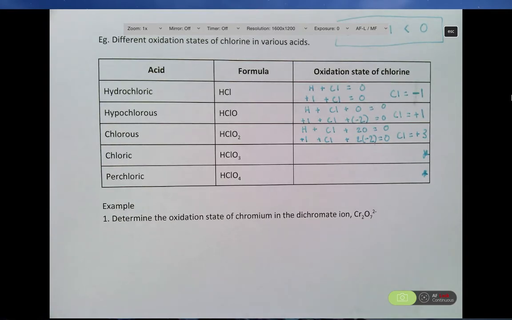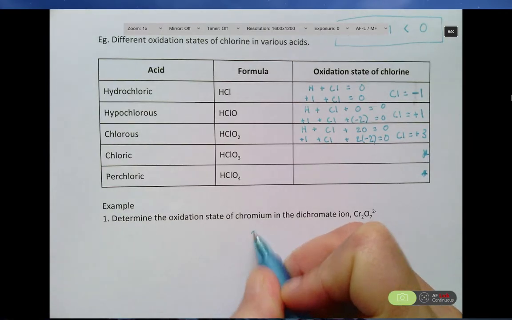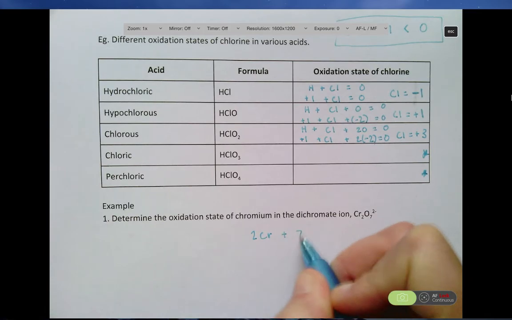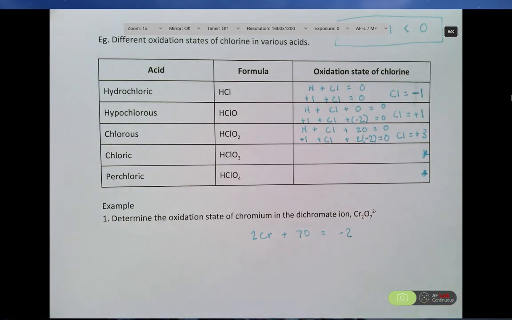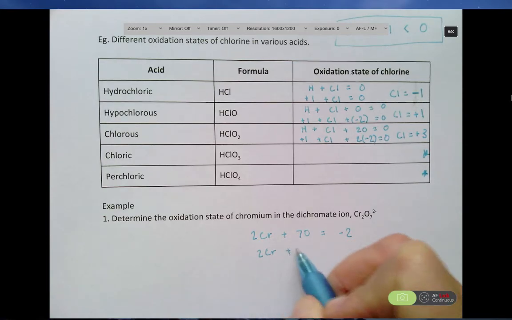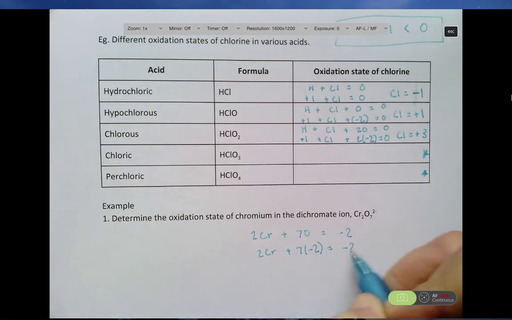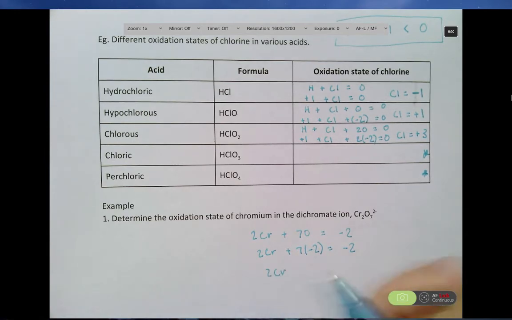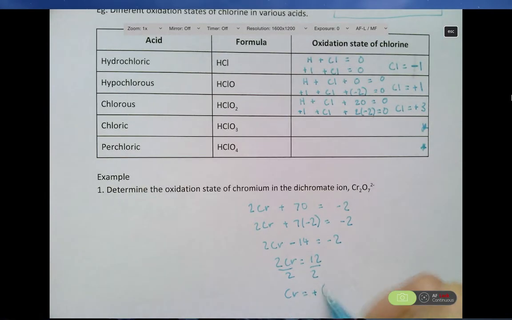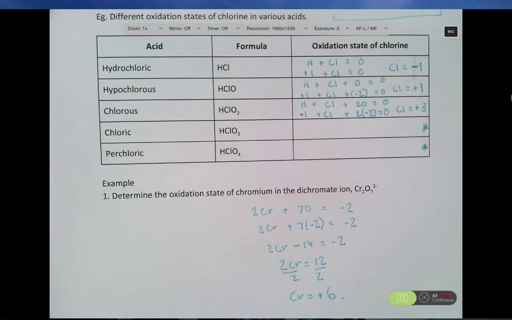We will have a look at the next example separate to that table together. Here it's asking to determine the chromium oxidation state in the dichromate ion, Cr2O7, with a charge of -2. So we know that the whole algebraic equation, 2 chromium plus 7 oxygens, will be equal to -2. We know that the oxidation state of oxygen will be maintained at -2. So 2 chromiums minus 14 is equal to -2. 2 chromiums equal to 12. Each one will have an oxidation state of, oh, missed it, +6. And there we have it.